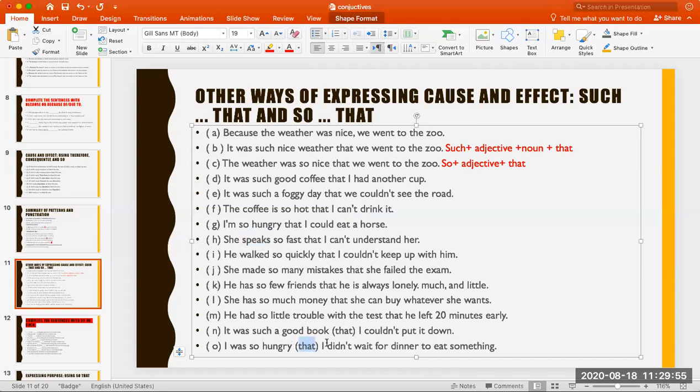It was such a good book, I couldn't put it down. Now, many students were like, oh my God, where is the connector here? Why is there no connector, no subordinator? This is a complex sentence again. It was such a good book, I couldn't put it down. No, there is that, we deleted it because it's optional. Same here, I was so hungry that I didn't wait for dinner.